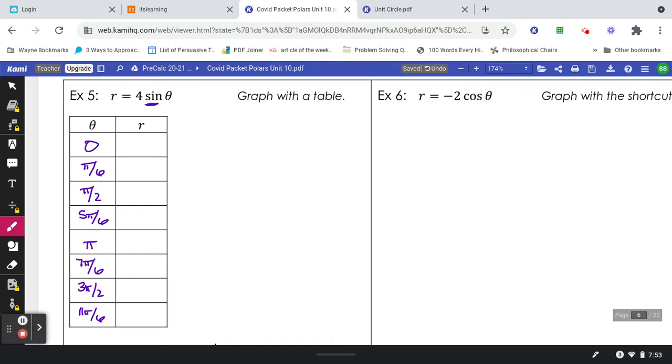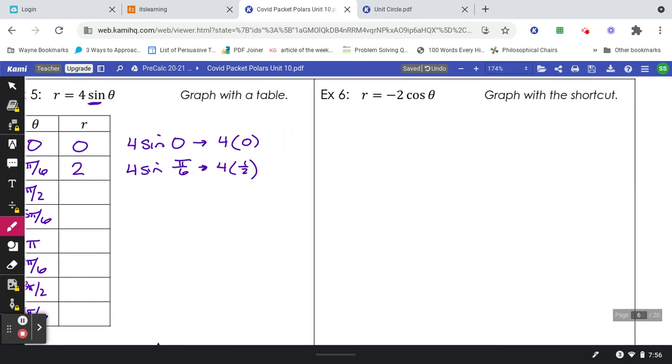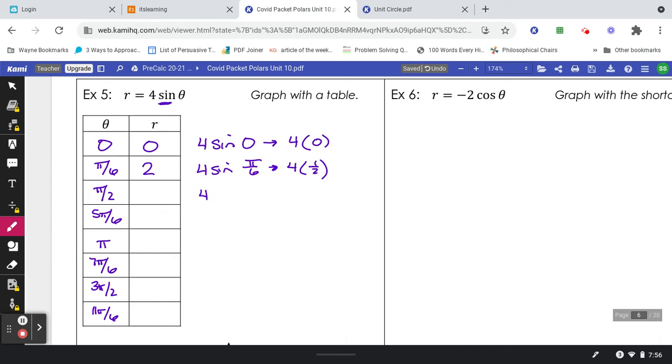So when I plug this into the equation, I will have 4 sine of 0. The sine of 0 happens to be 0. 4 times 0 is 0. And then 4 times the sine of pi over 6. I look at my value for pi over 6, it's 1/2, so 4 times 1/2 gets me an answer of 2. I'm just going to complete this table for all of them. And you can see that this is not a short process. So on example number 6, we're going to learn a shortcut. But I at least wanted you to see where these numbers came from and how we got this shape. Sine of pi over 2 is 1. So that gets me 4.